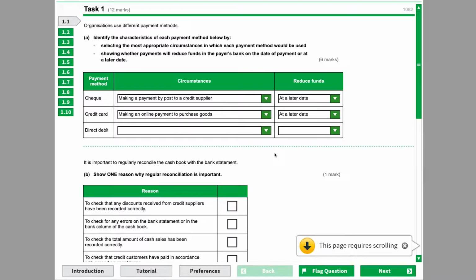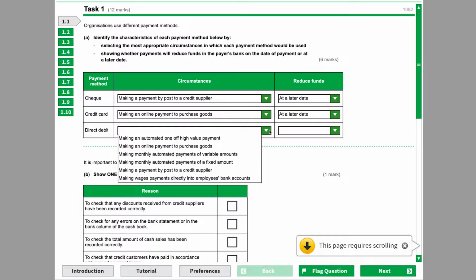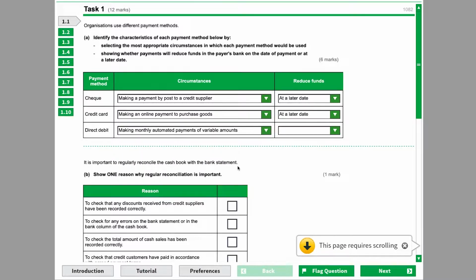The last payment method then is direct debit. Now straight away, when I see direct debit, my mind would automatically go to something involving variable amounts. And option number 3 here is making monthly automated payments of variable amounts. So it would be option number 3. Now, just a side note, if it were fixed amounts rather than variable amounts, the best payment method would be a standing order. But for variable amounts, it would be direct debit. And in terms of when that would reduce the funds, a direct debit would reduce the money in the bank on the day of payment.